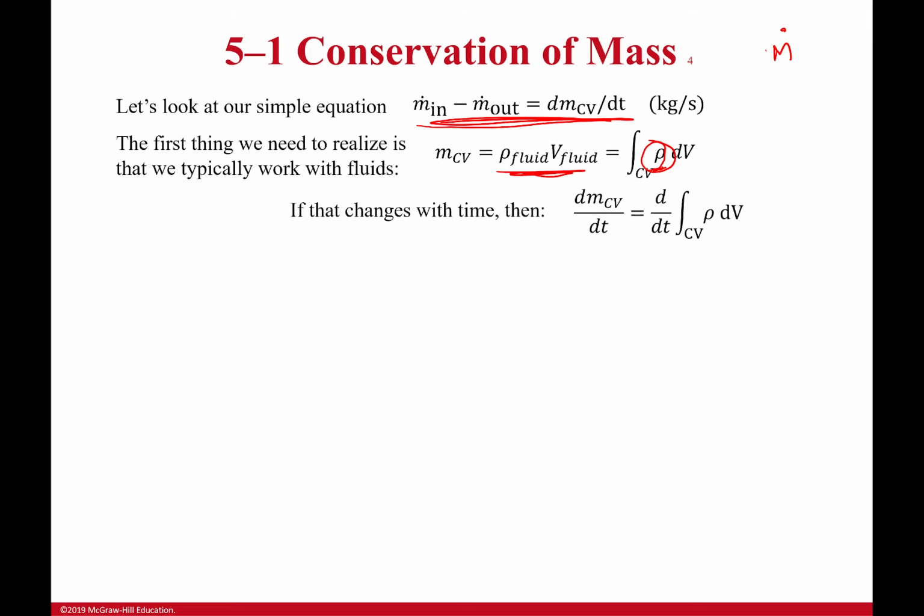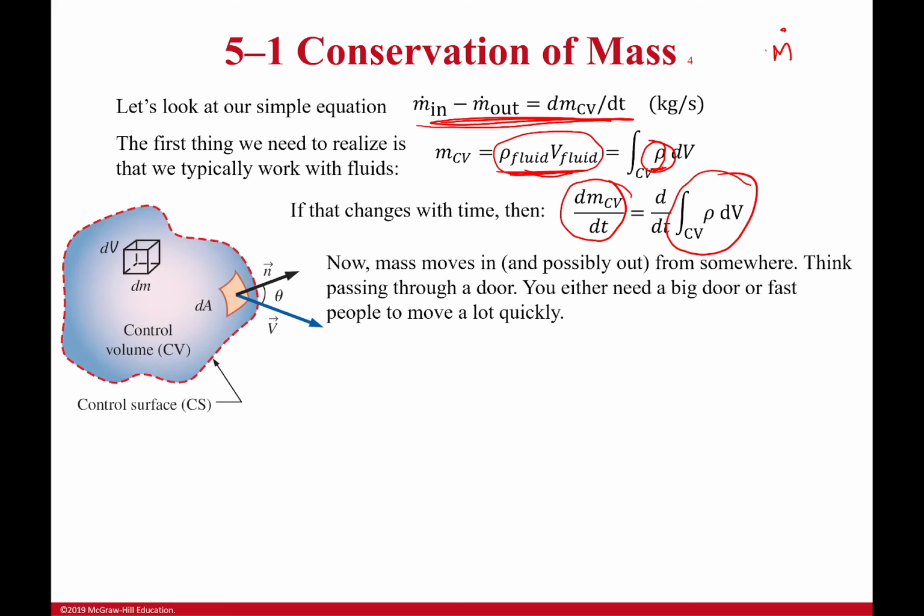Okay, now if that changes with time, then what I'm trying to figure out here is, well, my mass in the control volume changing with time is going to be equal to how this integral changes with time, or how this quantity changes with time. Now, mass is going to move in or possibly out from somewhere. It's got to, otherwise you don't have a problem because nothing's changing. And the best way to think about this is it's simply passing through a door. So if you want a lot of mass to go out, you either need a big door or fast people to move a lot quickly. You have to have one of those two things, or both, to be able to get out of here.